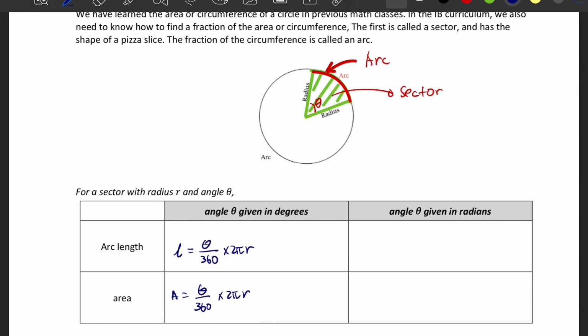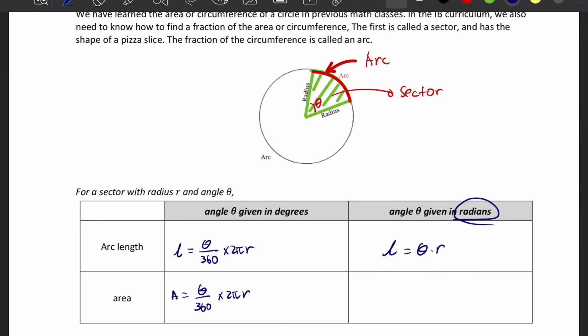However, if an angle is measured in radians, the formula becomes much simpler. So theta, the angle, measures how many times longer the arc length is than the radius, right? Then we can say that the arc length is the same as theta times r.